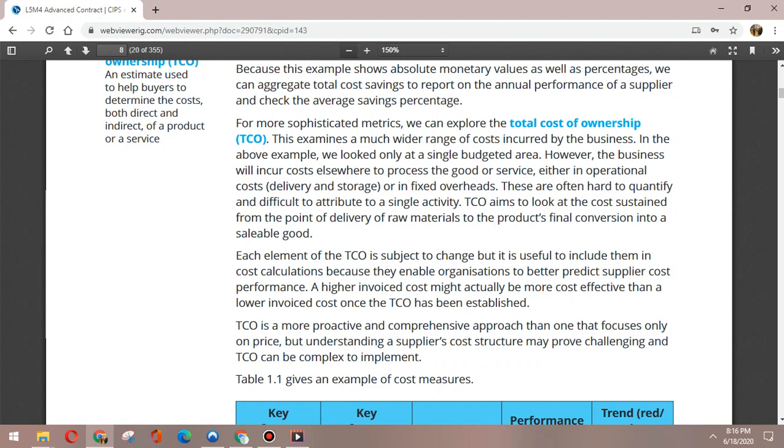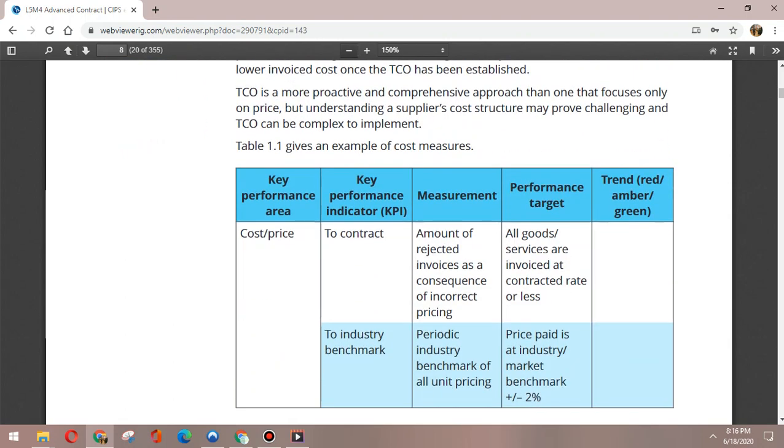Table 1.1 gives an example of cost measures. Key performance area: cost or price. Key performance indicator: to contract. Measurement: amount of rejected invoices as a consequence of incorrect pricing. Performance target: all goods or services are invoiced at contracted rate or less.